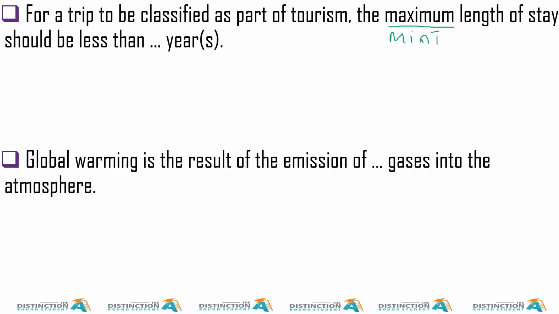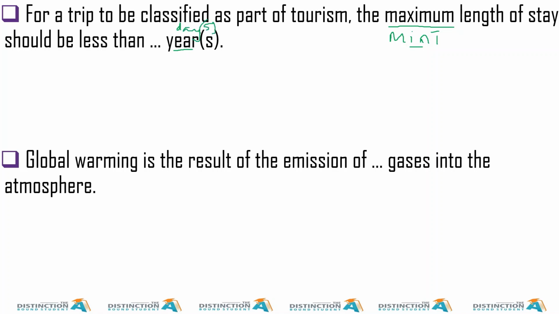Okay, so this one is saying, if you exceed how many years, it is no longer classified as tourism. I think we then say you have migrated. Then it's more precise to call it that, ne? So take note. In some cases, they ask about the minimum stay, and the minute they talk about the minimum stay here, they don't write year. They'll change it to day or days.